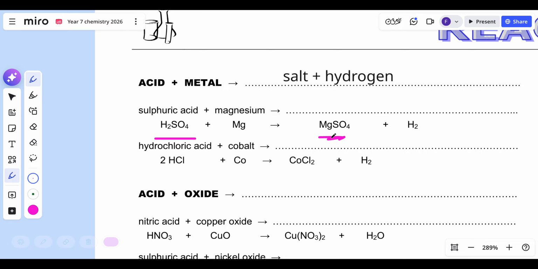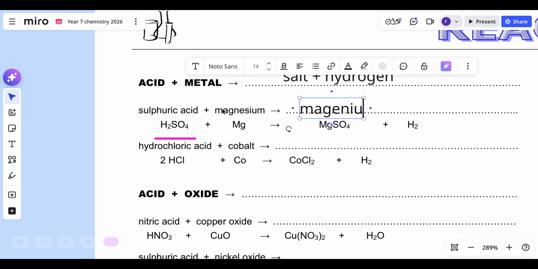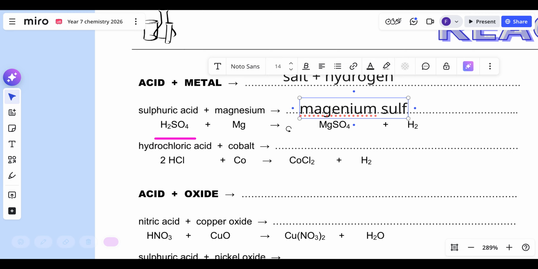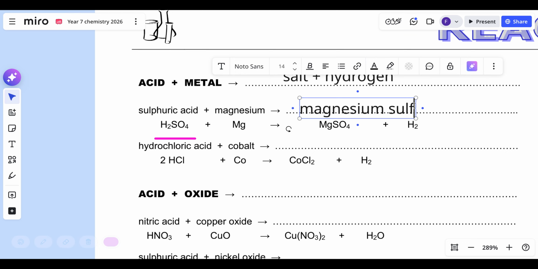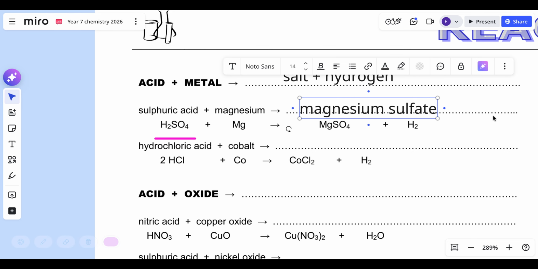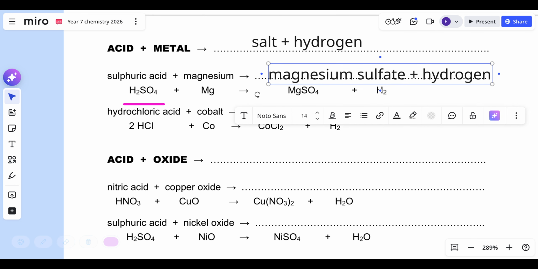Now, this is the salt. You use a periodic table. This is magnesium, this is sulfur, and this is oxygen. This will be magnesium, which is very nice. The name is already there, magnesium. Sulf, but not ide. It is not ide because there's an oxygen. So it's sulfate, magnesium sulfate plus, and the hydrogen is still hydrogen. Okay? And you have to name these.